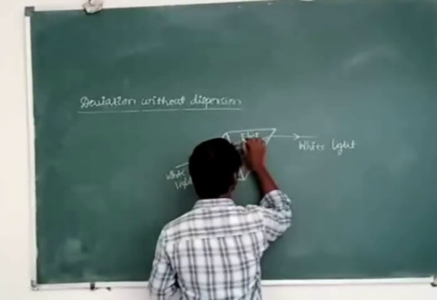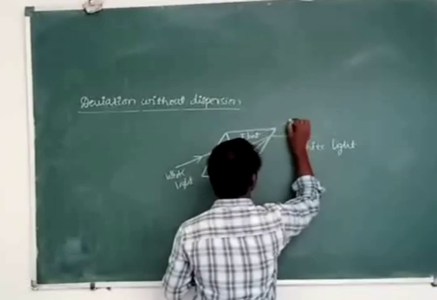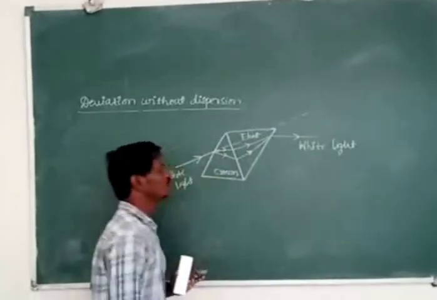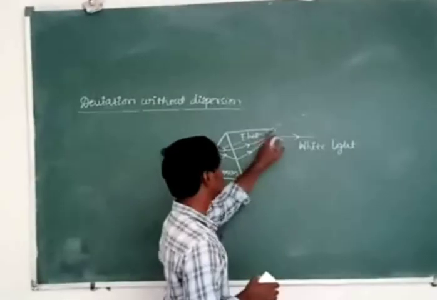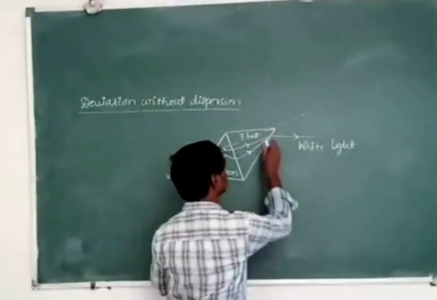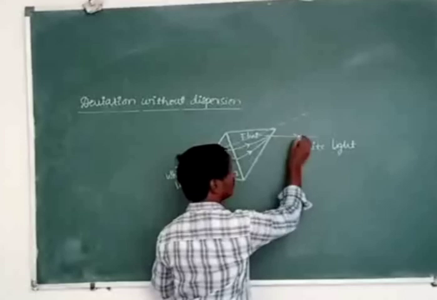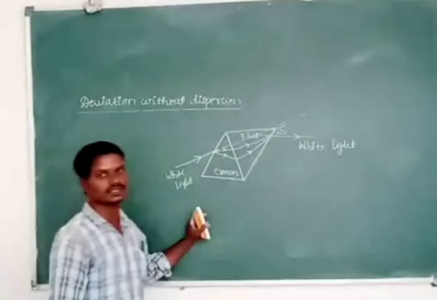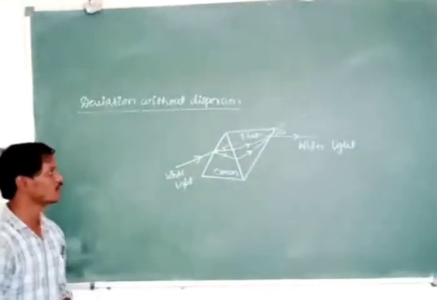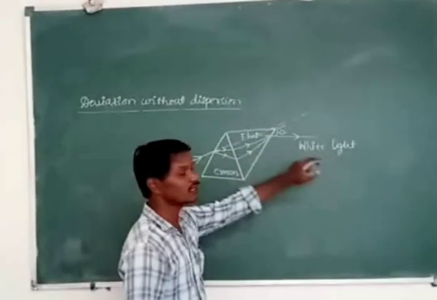Suppose I extend this incident ray. What is the deviation? Deviation is the angle between the extended incident ray and the emergent ray. That angle between them is called the angle of deviation, denoted by delta. So there is a deviation but not a dispersion.